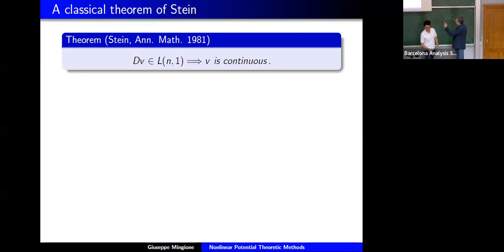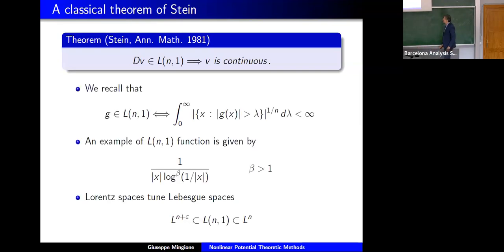If Du belongs to Ln,1, then u is continuous. So you know that if Du belongs to Ln plus epsilon, then u is Hölder continuous with an exponent that depends on epsilon and goes to zero. So what is the limiting case of this? It is certainly not Ln, but it's Ln,1, it's a logarithmic improvement of Ln. It's a Lorentz space.